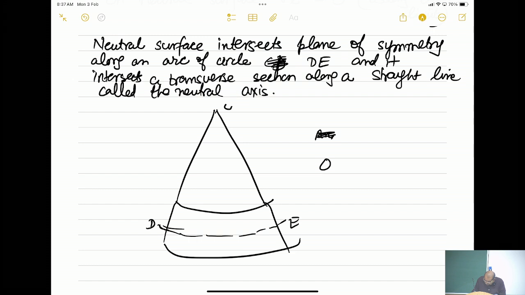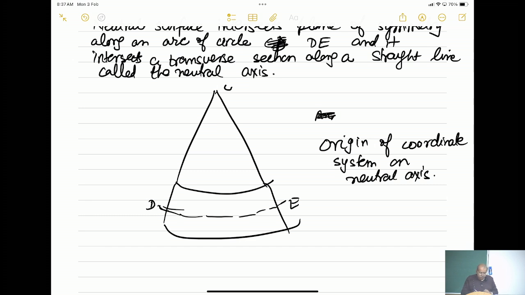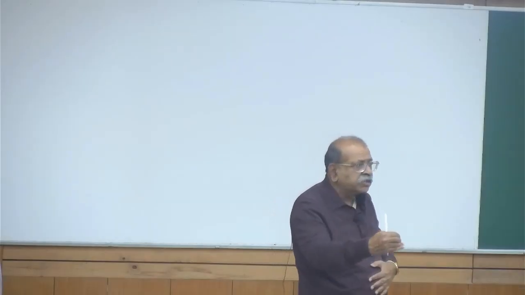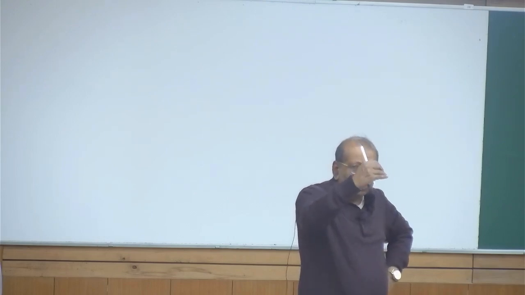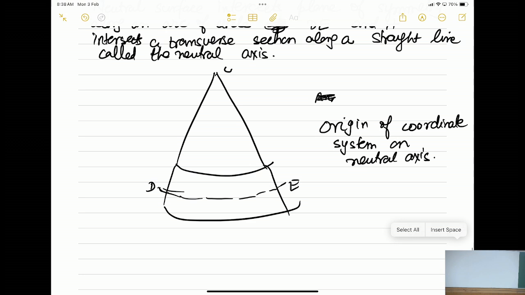Now what we do is we place, so DE is our neutral surface. We place the origin of the coordinate system on the neutral axis. Earlier we had placed it at the bottom, but now we will place it at the neutral axis, so that everything on the neutral axis, the stress will be 0.